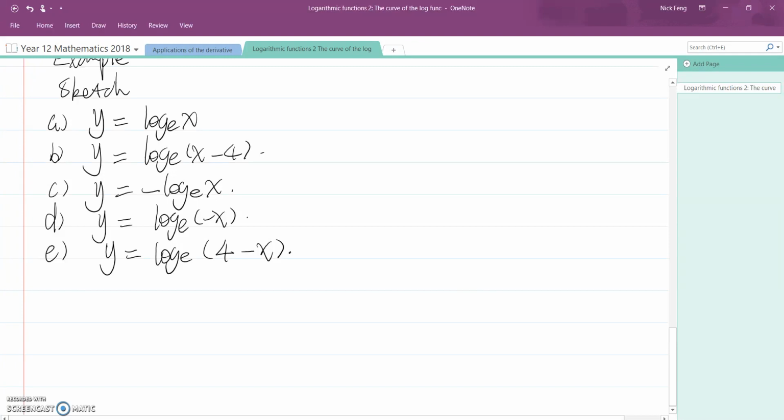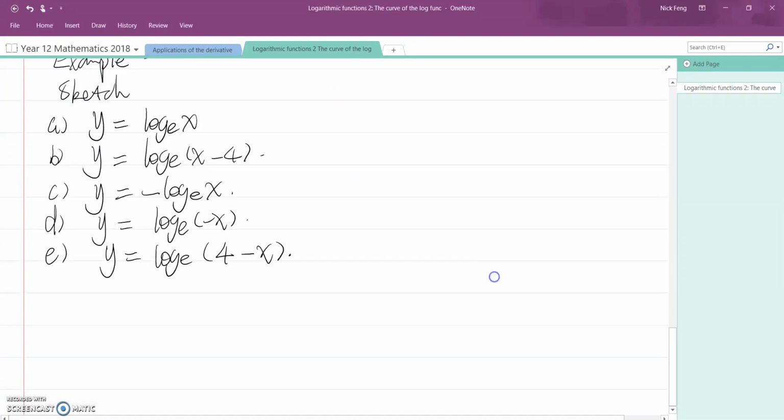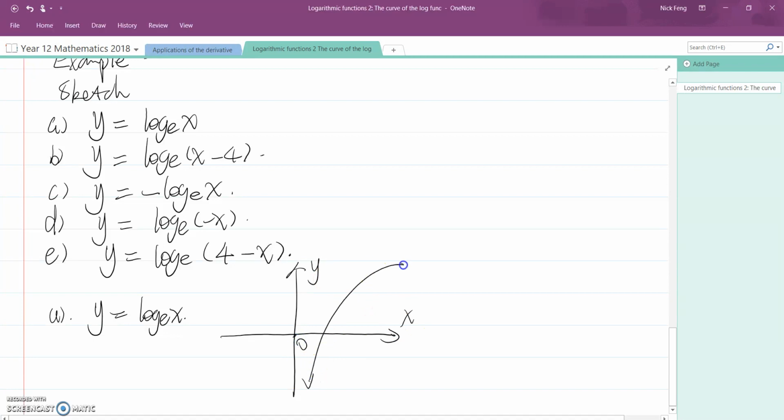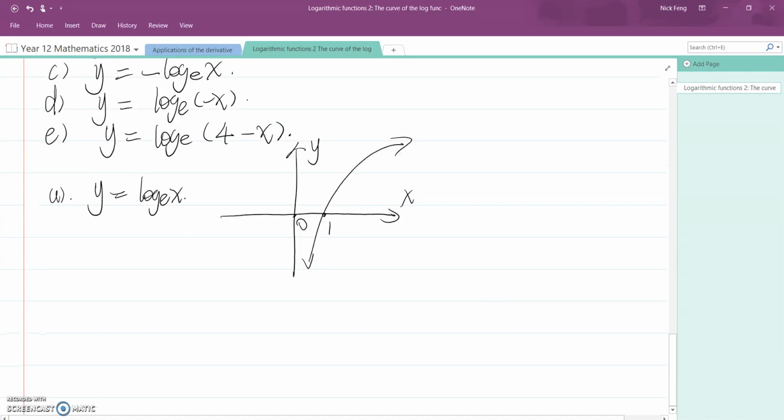Okay, so let's take a look. How do we actually do these things? Remember, the most general one we actually need to use for all the curves would be the first question, which is y equals log x. The y equals log x curve is the most general one you're going to use for all of these. Therefore, that is the one. Okay, exactly the one we drew before.